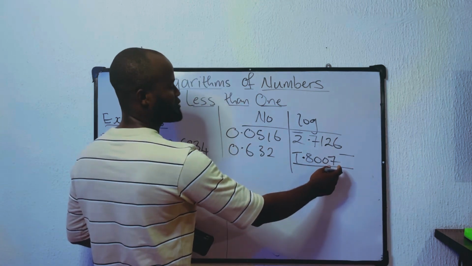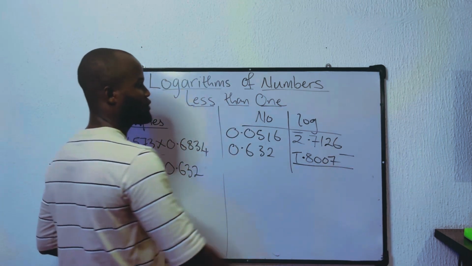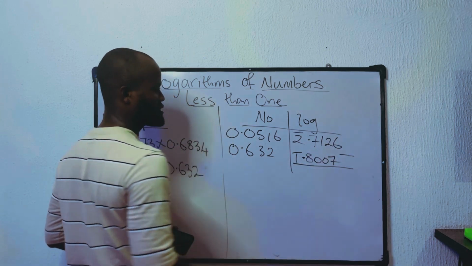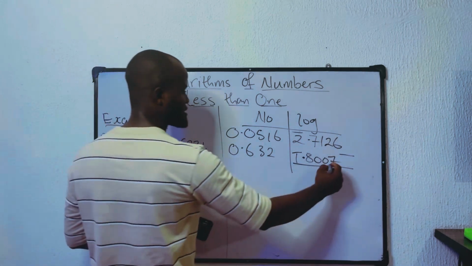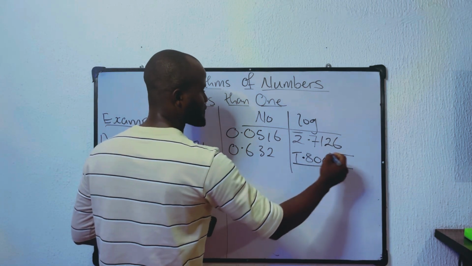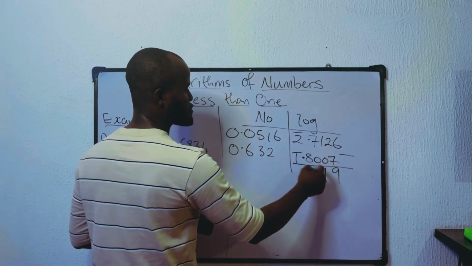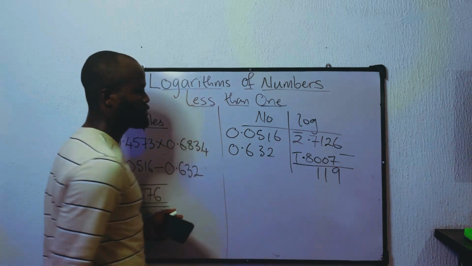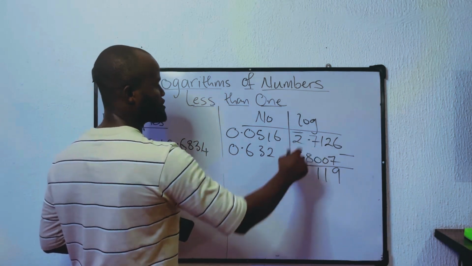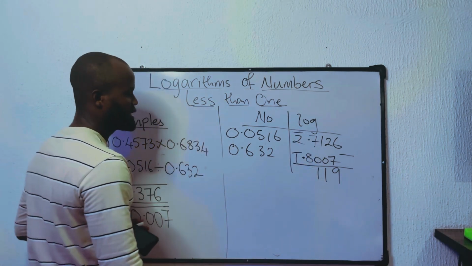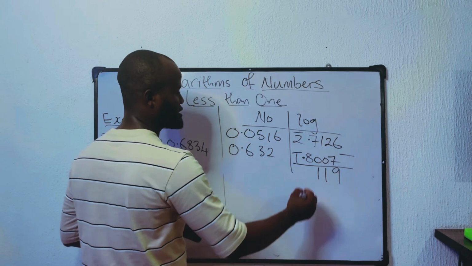6 minus 7, it can't go. So we're going to take 1 from here and add it to 6, and that becomes 16. 16 minus 7 gives us 9. So we have 1 left here. 1 minus 0 is 1. 1 minus 0 is 1. 7 minus 8, not possible. So we take 1 from here to this place and it becomes 17. And 17 minus 8 gives us 9.